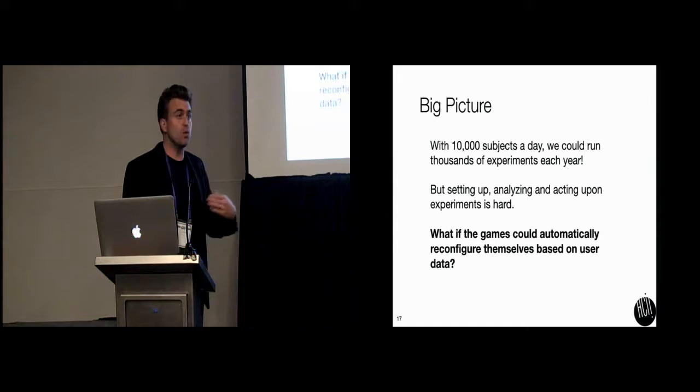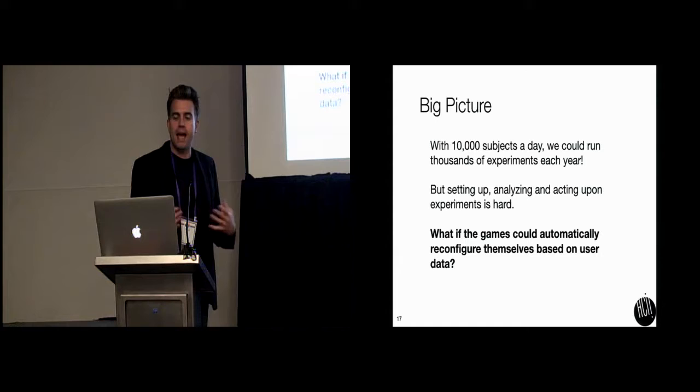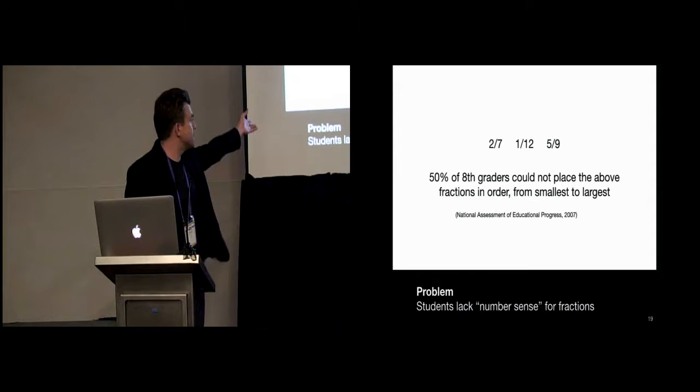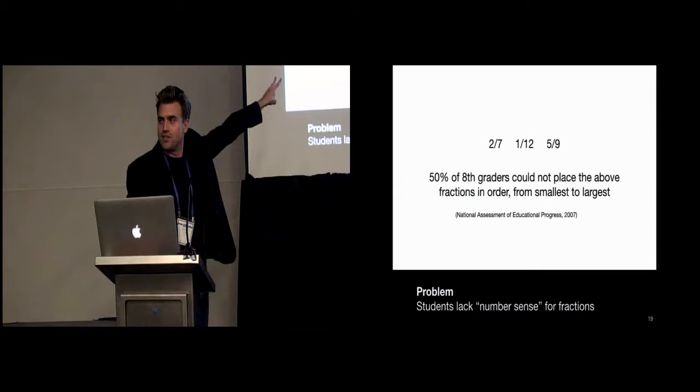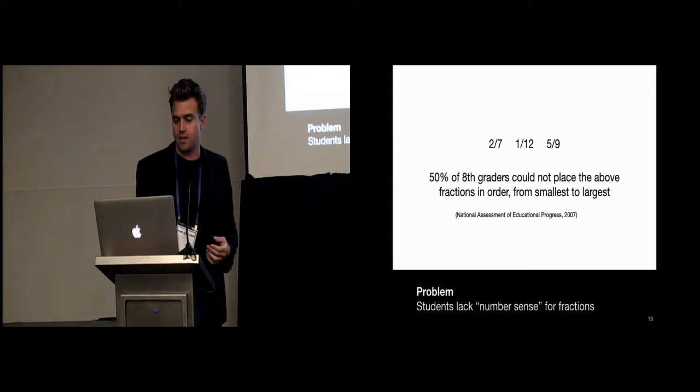But setting up each experiment, analyzing, and then acting upon it is hard. It takes a lot of time. And so the thought was, what if we could just automatically reconfigure the games based on this user data, this engagement data? Battleship Numberline is a game that was created because 50% of eighth graders couldn't put three fractions in the right order, which is kind of stunning. And so we created a game to help support number sense.